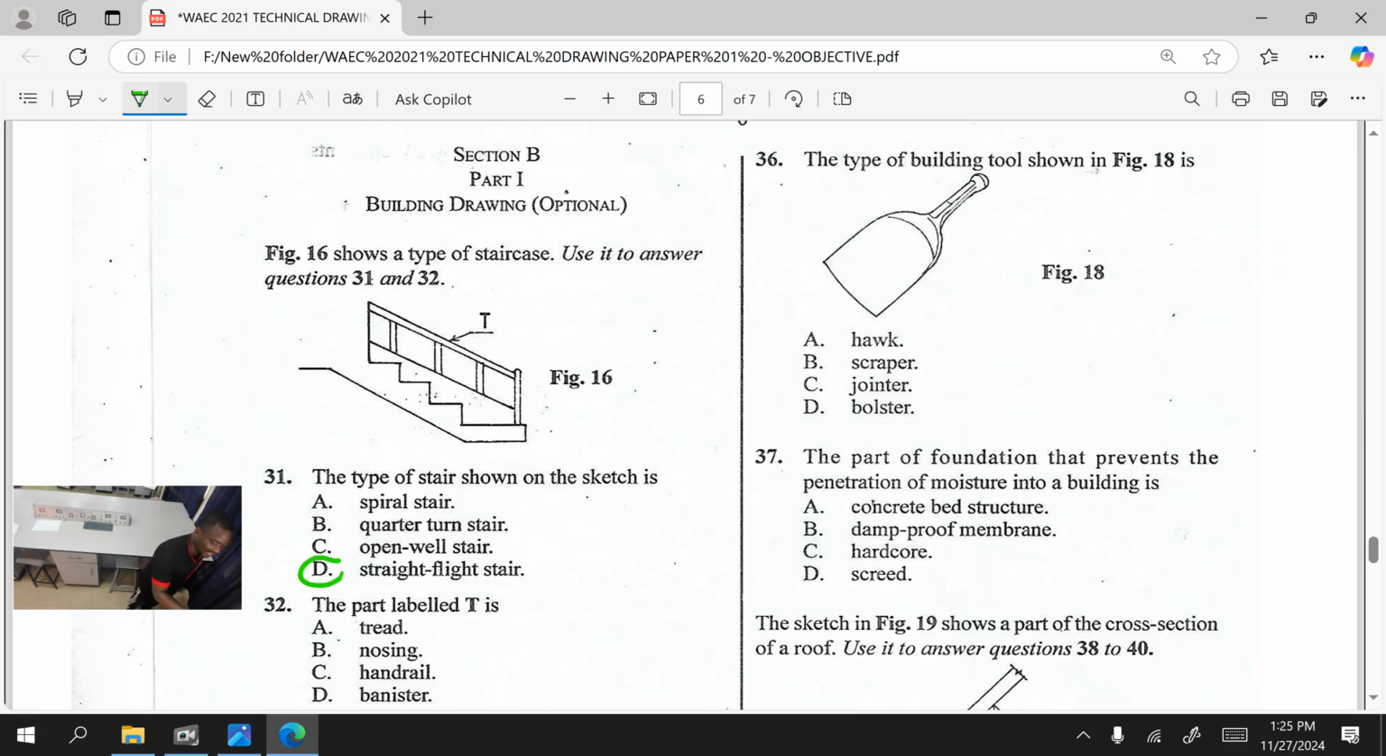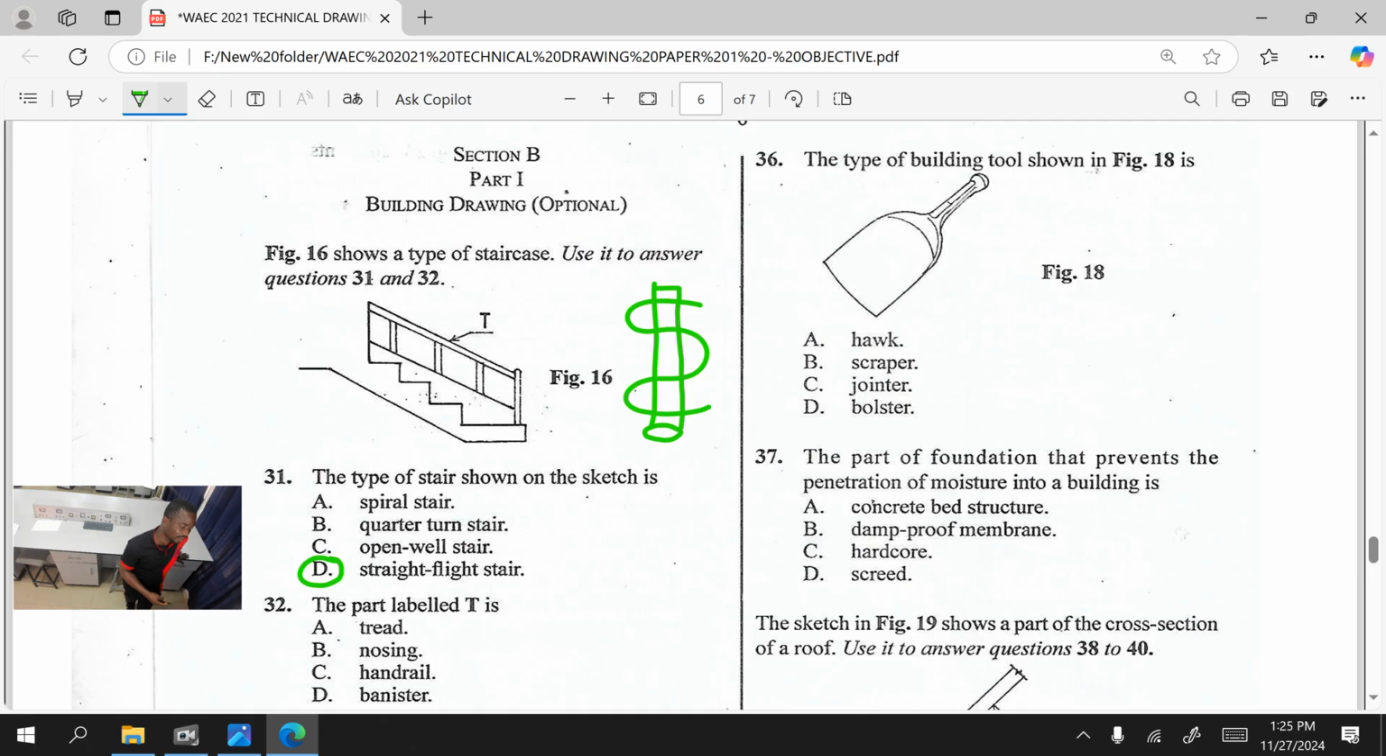Straight flight stairs: you can see it is in one straight flight. No explanation, that's the explanation. Spiral stairs is going to have a pillar like this, and the stairs is going to go around it like this. That's the plan.